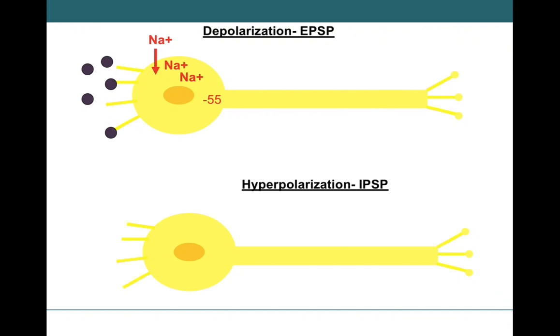So when sodium flows in, that's going to decrease the membrane potential, and if we get enough of these EPSPs, that's going to take us to the threshold potential, which is negative 55. And when we've reached that threshold potential, our postsynaptic cell is going to take hold and eventually fire that action potential down its axon. Now at an inhibitory synapse, we're going to have the opposite effect. Inhibitory synapses will generate IPSPs.